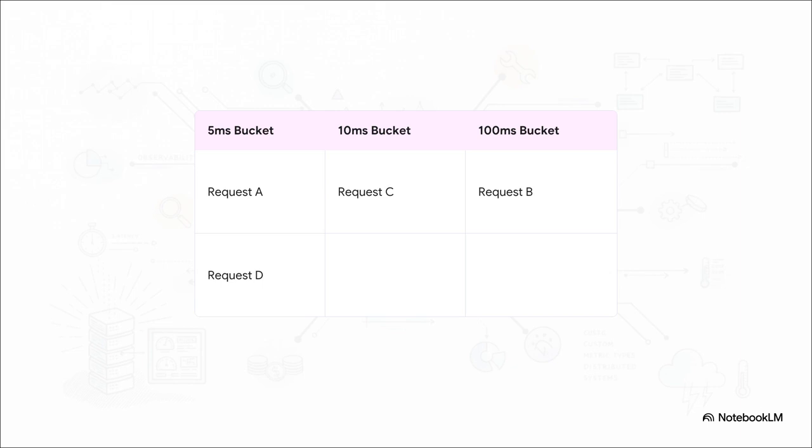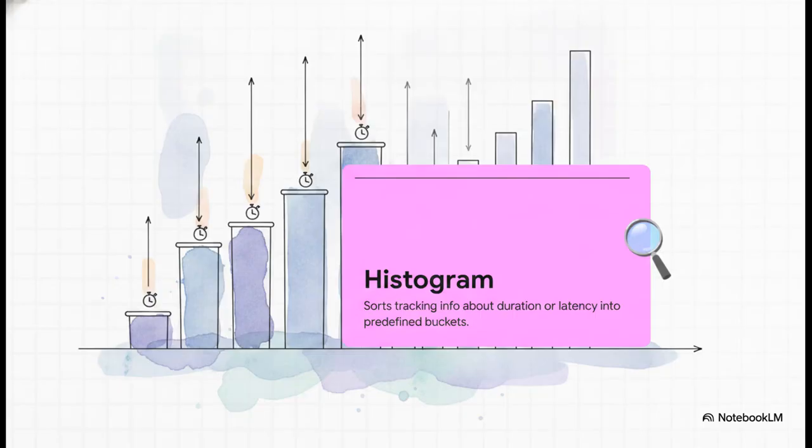As your app is running, it is continuously sorting those incoming request durations into these predefined categories. So when your manager asks for that data, you literally just hand them the buckets. Which brings us to our working definition. A histogram is a metric type that sorts tracking information about duration or latency into predefined buckets. It is absolutely the best mental model for tracking the speed and performance spread of your application. You are quite literally tossing latency measurements into different bins so you can easily analyze the distribution later on.